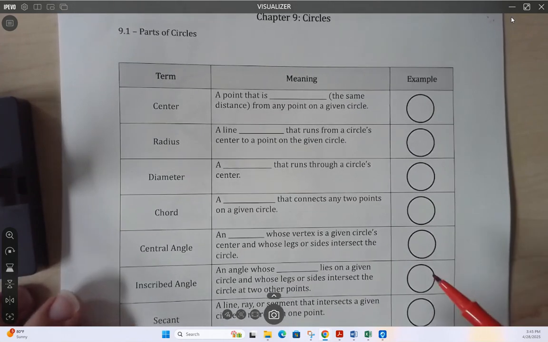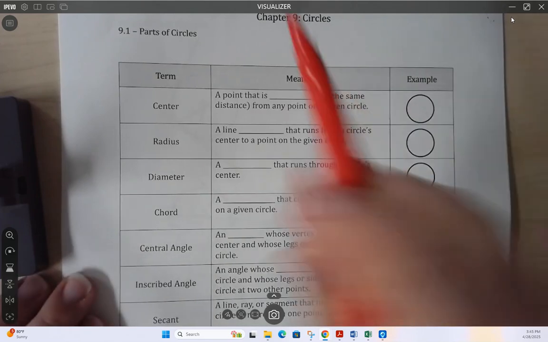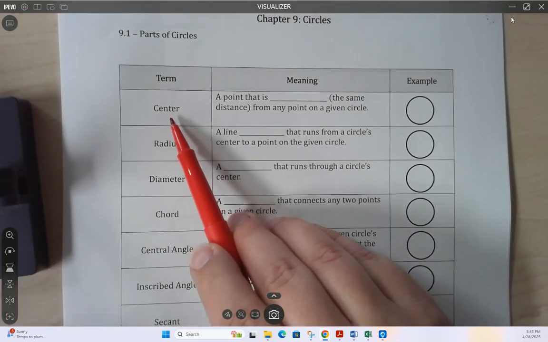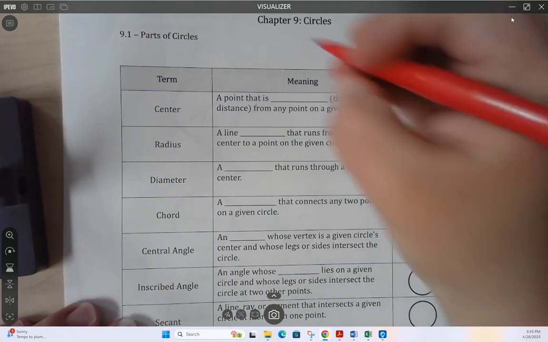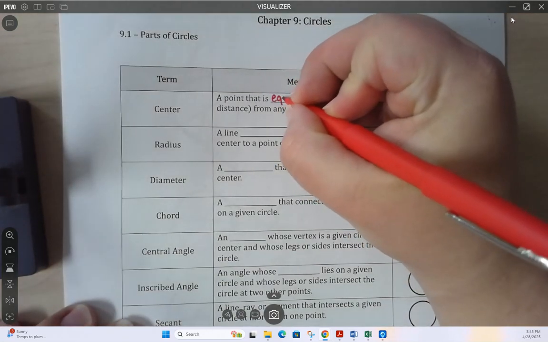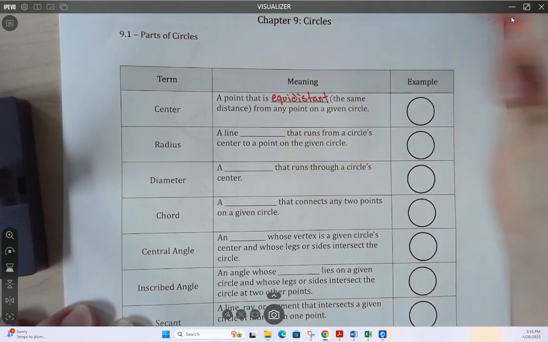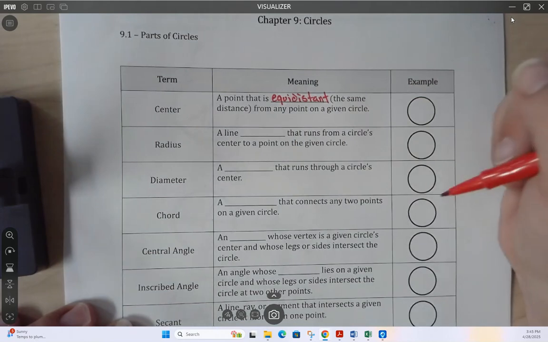Now, many of these will be the same things you can see in some of your Delta Math, but I have adapted a few of these. So let's jump right in. Now, the first term is our center. Our center of a circle is something that most of us can kind of figure out. It is a point that is equidistant, meaning the same distance from any point on a given circle.